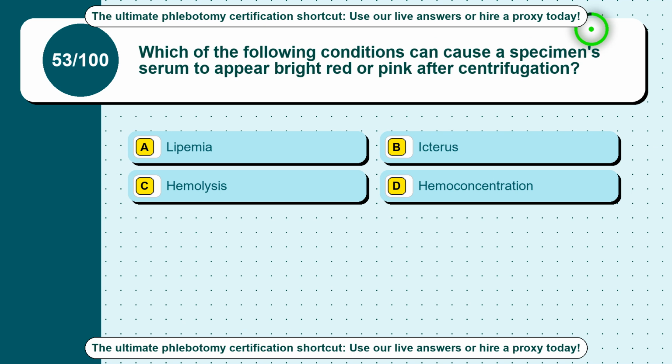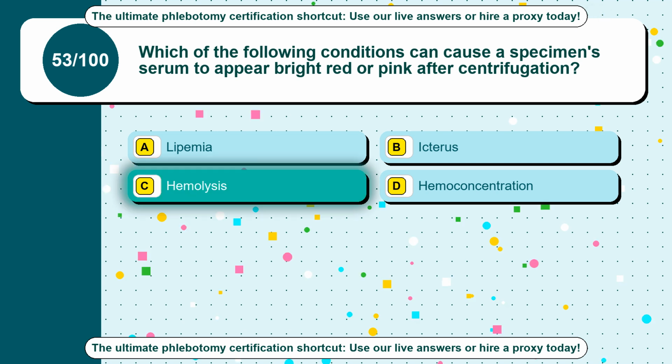Question 53. Which of the following conditions can cause a specimen's serum to appear bright red or pink after centrifugation? Option A, lipemia. Option B, icterus. Option C, hemolysis. Option D, hemoconcentration. The correct answer is option C, hemolysis.